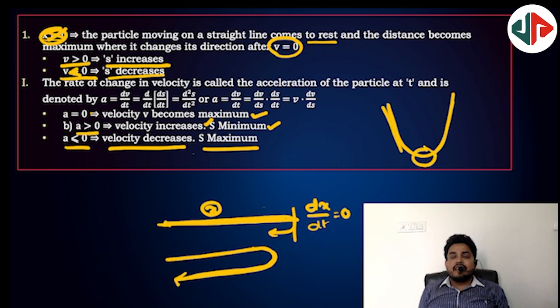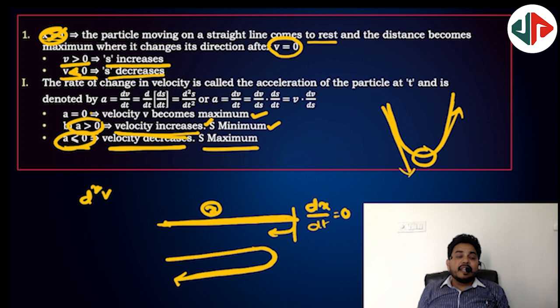So first derivative is decreasing. First derivative is decreasing means second derivative will be negative. Acceleration is positive means velocity is increasing. Velocity is increasing means you are going to get the thing. And acceleration is negative, velocity is decreasing. That means dv by dt is negative.